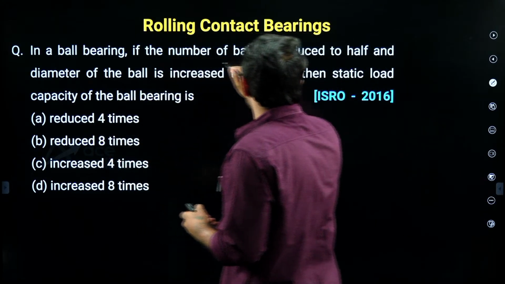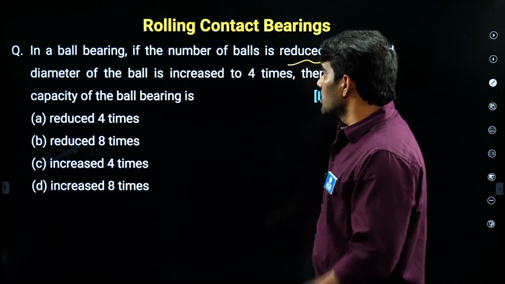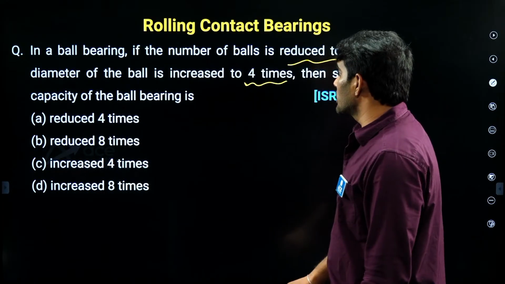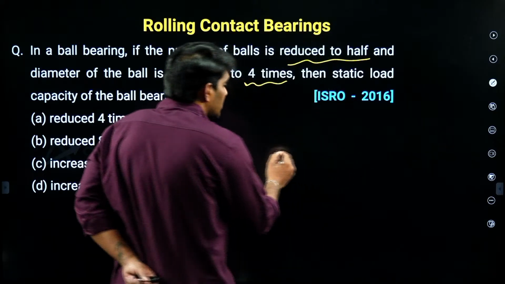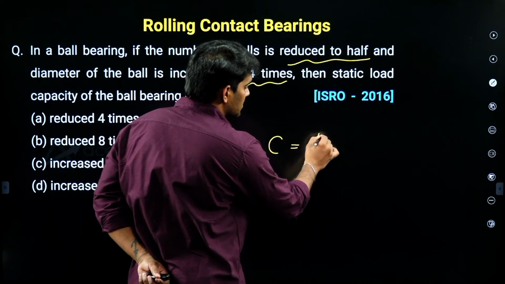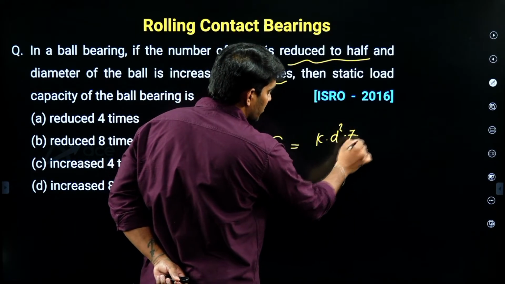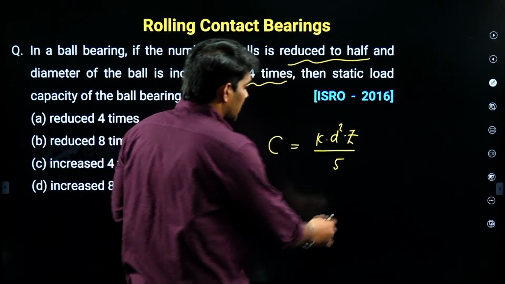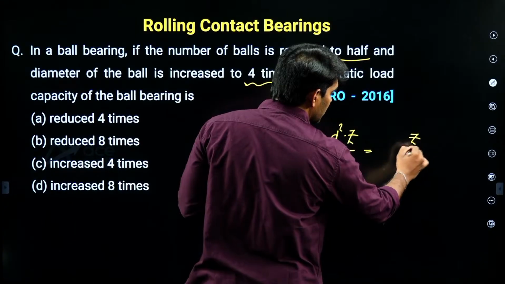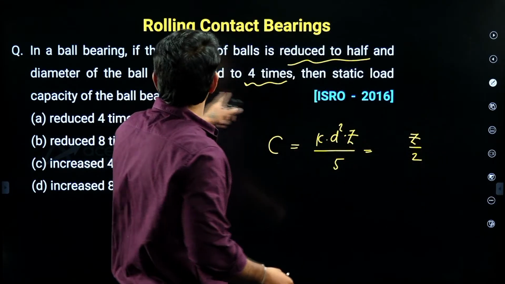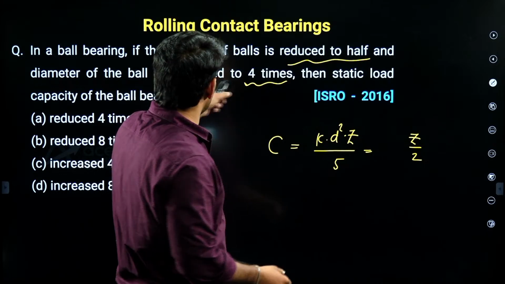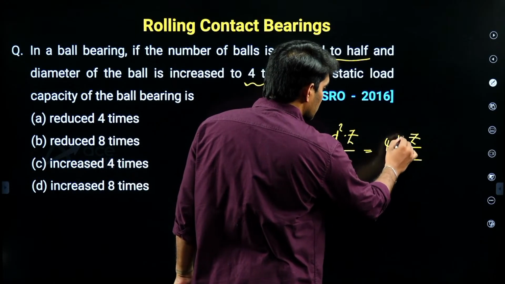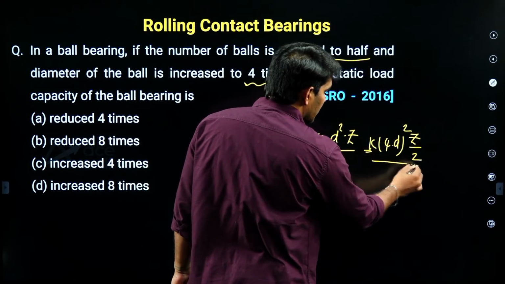So, in a ball bearing, if the number of balls is reduced to half, okay, and the diameter of the ball is increased to 4 times, then the static load carrying capacity of the ball bearing is, we know that static load carrying capacity is written as K d square into Z by 5. Now here he says that the number of balls is reduced to half, which means that becomes Z by 2. The diameter of ball is increased to 4 times. So here it is 4 times diameter whole square. So K divided by 5.